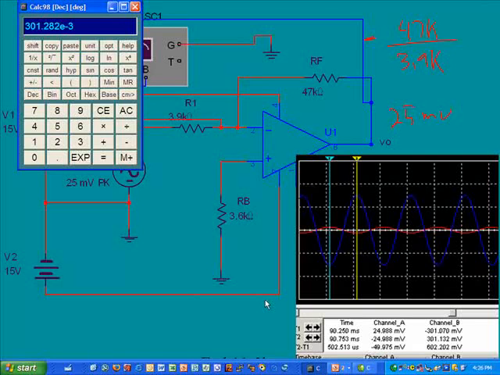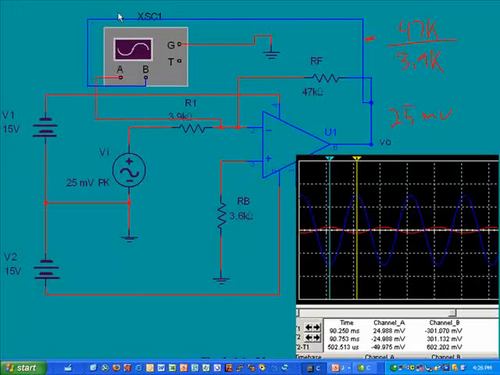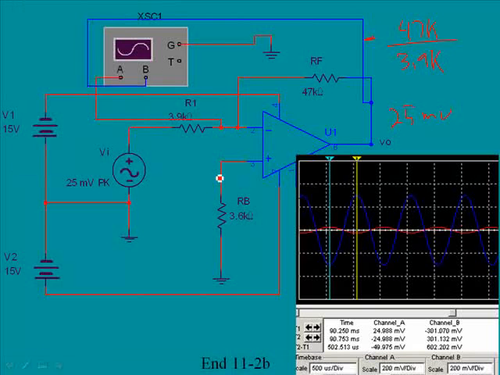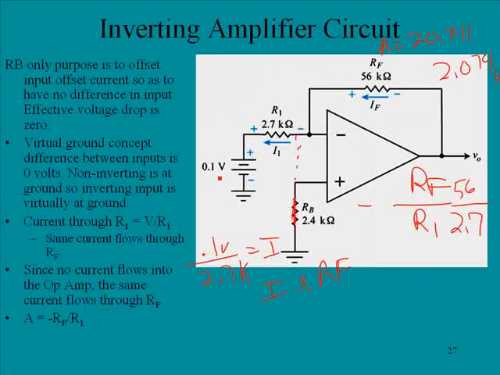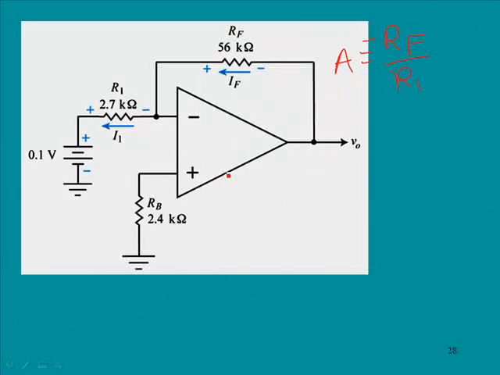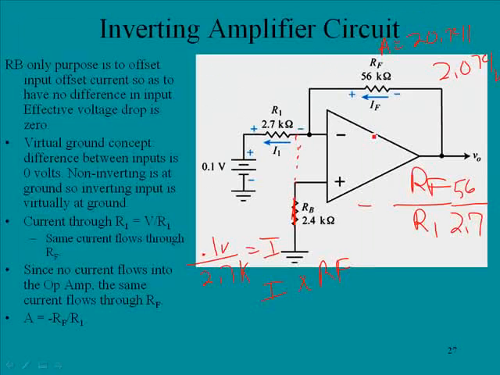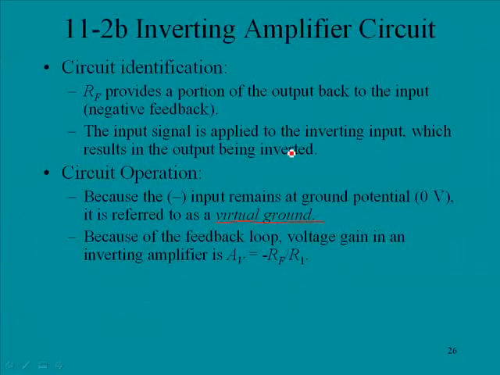Okay, I'm going to minimize this, and that concludes this section. Just quickly by review, we were looking at the inverting amp. We looked at the gain. Remember that the gain will be inverted. It also had that negative there, RF over R1. And we did the calculations. And that concludes section 11.2.